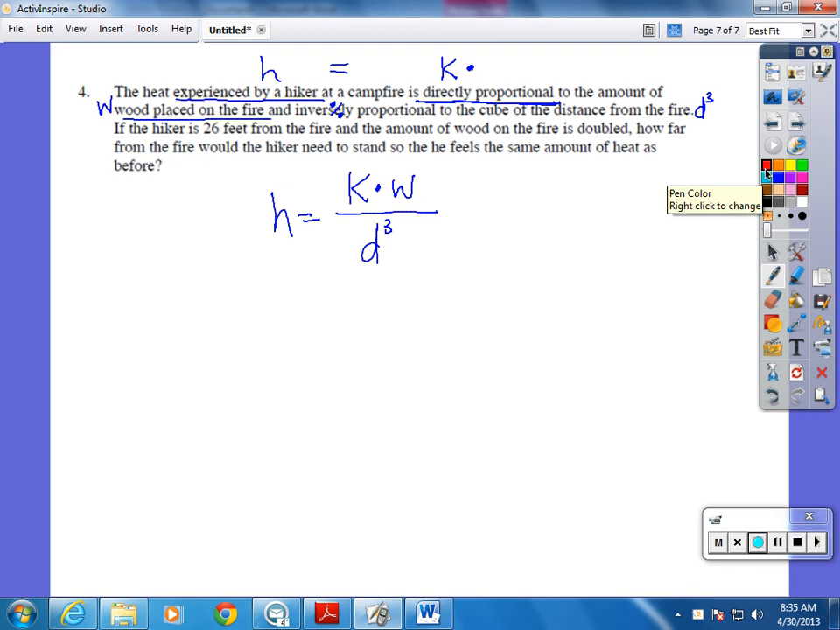And then they go on to give me some values. The hiker is 26 feet from the fire. That would be your D value. If the amount of wood on the fire is doubled, how far from the fire would the hiker need to stand so that he feels the same amount of heat as before? So this one's a little tricky because they're not giving me numbers for everything, which means I'm not going to be able to solve for K. All they're giving me is 26 feet from the fire. So let's plug that in and see what we get. So I have H equals K times W divided by 26 cubed.